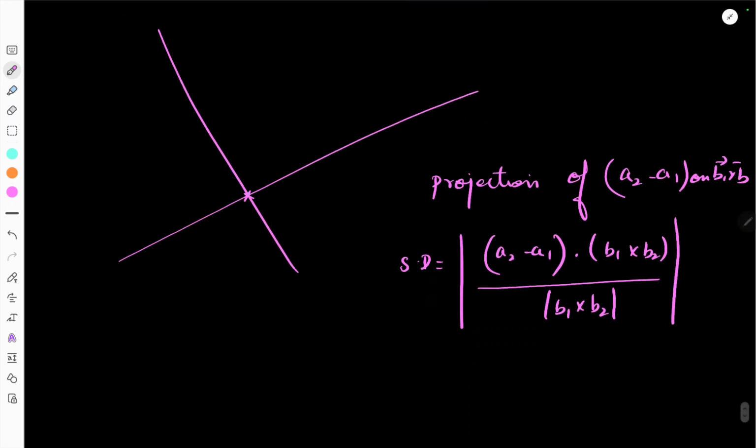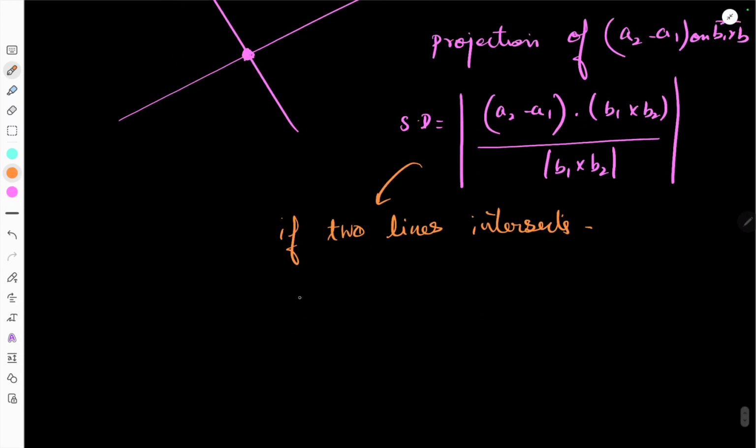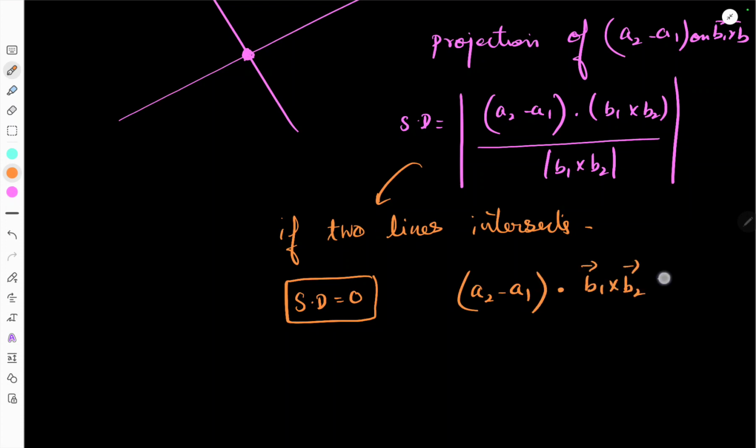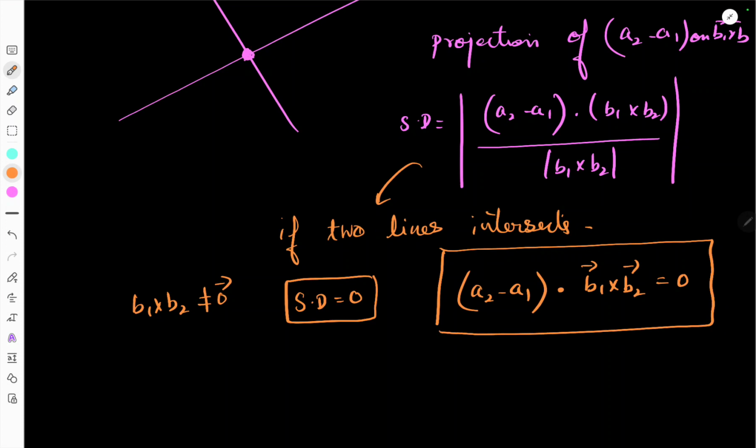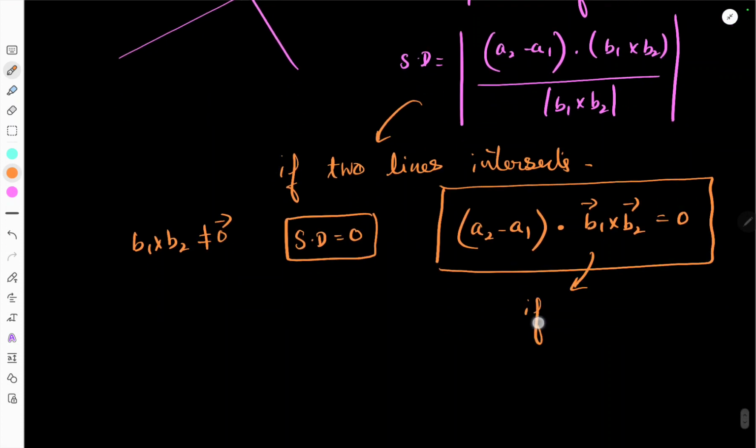Now here, if two lines intersect, then the shortest distance will be equal to 0. This we know, which means the condition will be that A2 minus A1 dot B1 cross B2, the numerator, will be equal to 0 itself, provided B1 cross B2 is not equal to the 0 vector. Okay, because in the denominator we have the magnitude of B1 cross B2. So this statement will be there: if A2 minus A1 dot B1 cross B2 is equal to 0, then the two lines intersect.